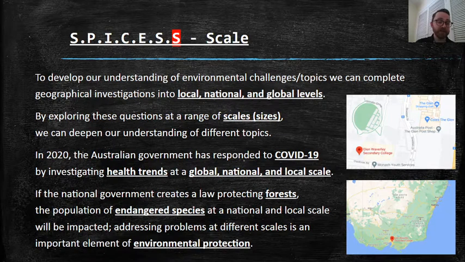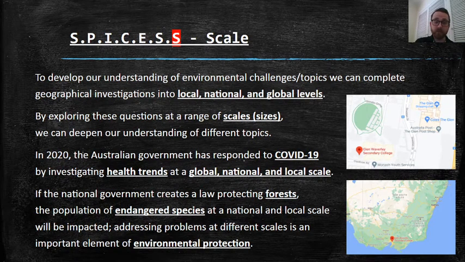To develop our understanding of environmental challenges, we can complete geographical investigations into local, national, and global levels. So the environment can happen in a backyard environment, the Melbourne environment, the Australian environment, the global environment. By exploring all of these questions at a range of scales or sizes, we can deepen our understanding of different topics.